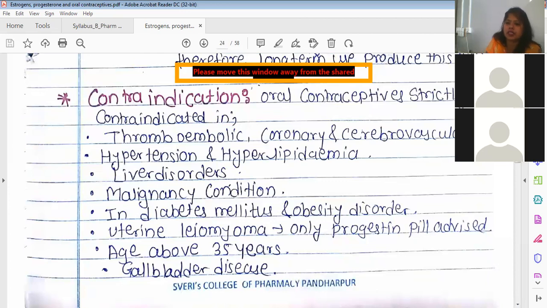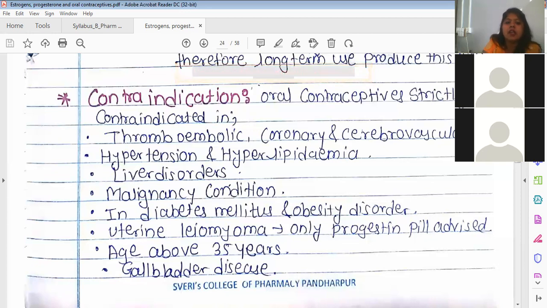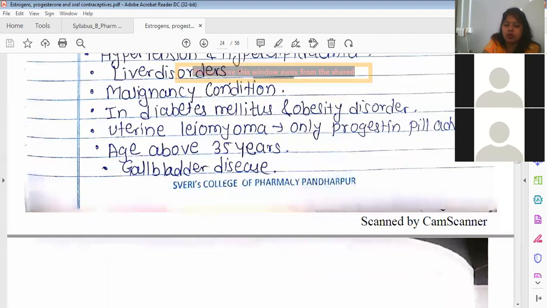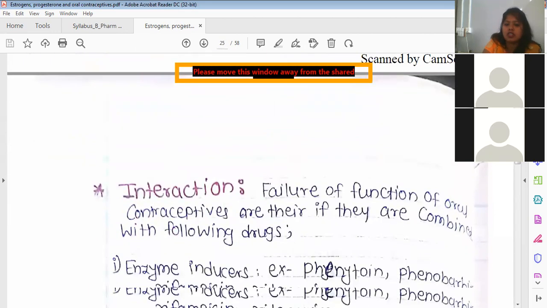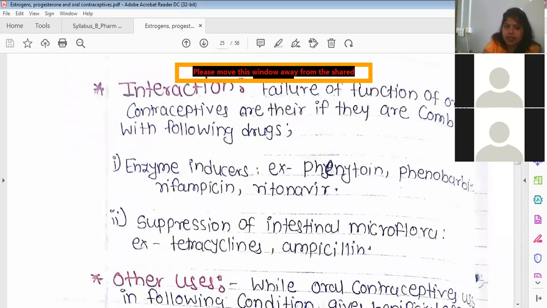Then what are the contraindications? The oral contraceptive is not given to women already suffering from a cardiac disorder, hypertension, or liver disorder. Also women who have already developed a malignancy, obesity, uterine lymphopathy, women above the age of 35 years, and those with gall disorder. These women are not advisable to take the oral contraceptive.